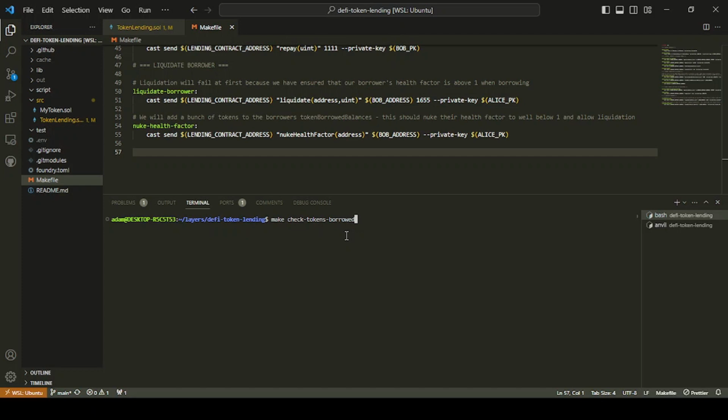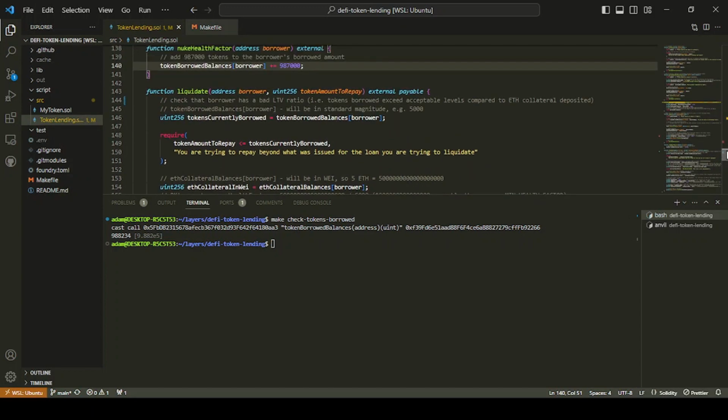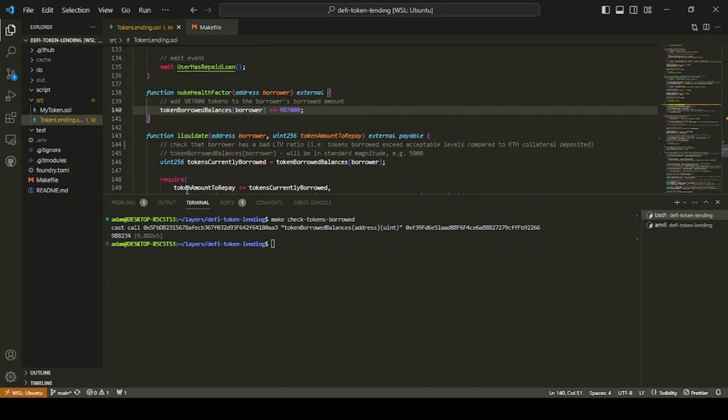I can't do the maths exactly, but what should that be? So there should be 1, 2 something. Is that correct? Oh, sorry. Yes, you can't do the maths because it's actually 1234, and remember, in nuke health factor we added on 987 tokens to the borrowed amount. So it's 988234, and if you take away the tokens that we added to reduce his health factor, it'll leave you with 1234. So that's how much is left in the contract now.